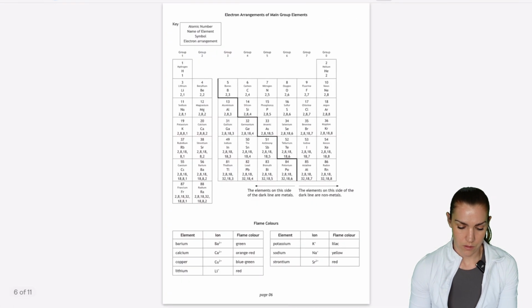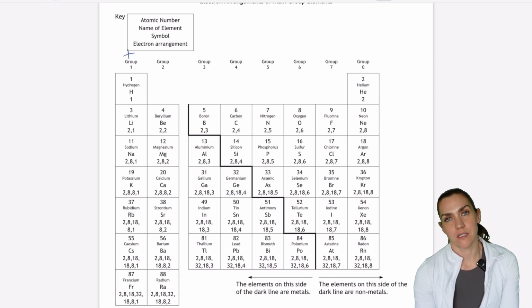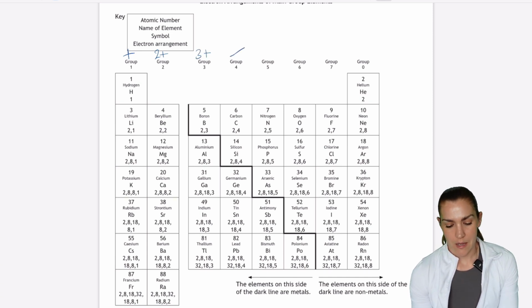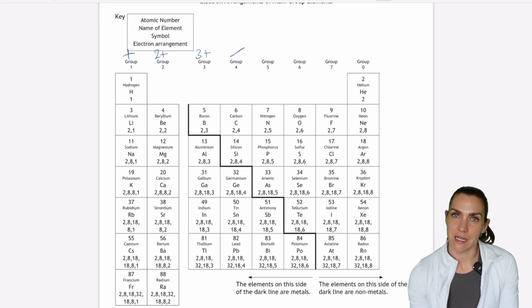If we go to the electron arrangement page here, everything in group 1 will make a single positive charge, everything in group 2 ends up as 2+, group 3 end up as 3+. Group 4 don't tend to form ions, so I'm just going to skip them. And then when we get to group 5, that's when they start gaining electrons and become negative ions.